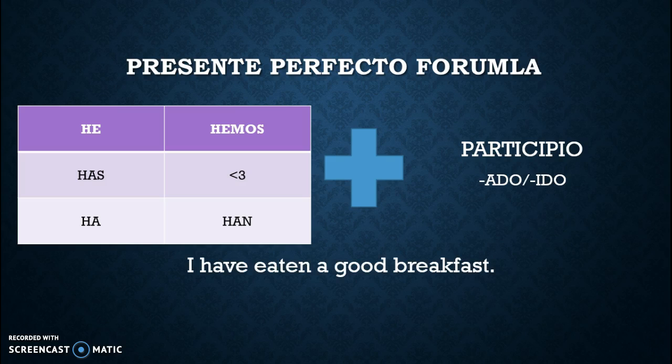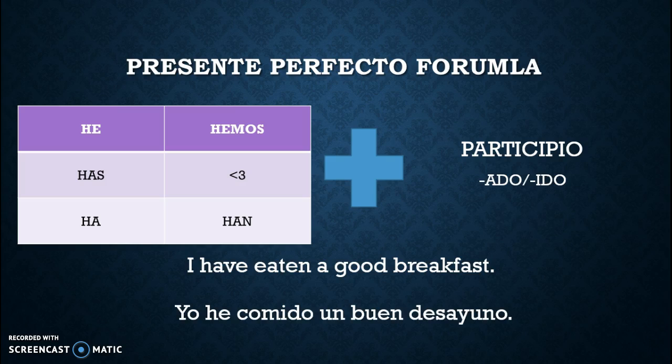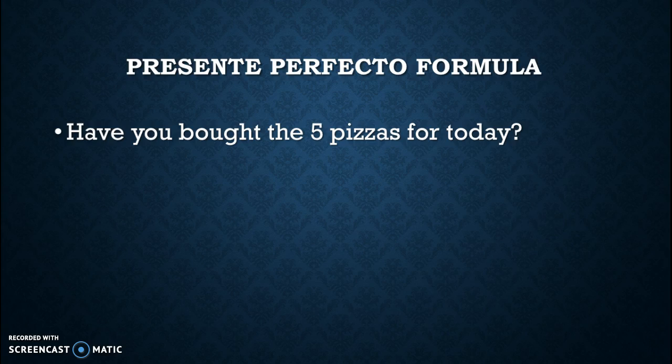Here's an example. I have eaten a good breakfast. Yo he comido un buen desayuno. So, he comido is the actual verb. Even if I was a girl or if I was multiple girls, it would continue to stay in that O form because it's a verb. It doesn't have to agree with anything because it is the verb. The only thing that would change in that is the he, has, ha, hemos, han. But comido always stays the same. Let's look at some more examples.